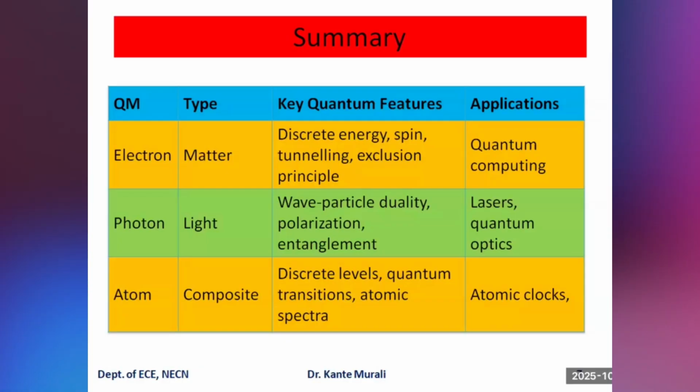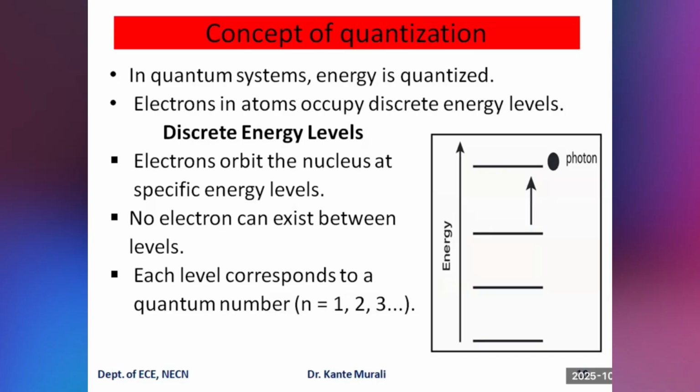In case of photon, you can use it in laser and quantum optics. An atom is a composition of electron, proton, and neutron. Because of the discrete energy levels, the quantum transition and atomic spectra, we can build atomic clocks by using atoms. Let us try to understand the concept of quantum quantization and energy levels.